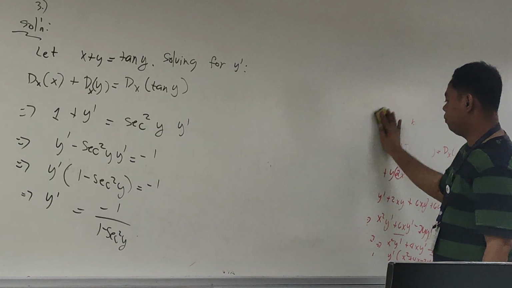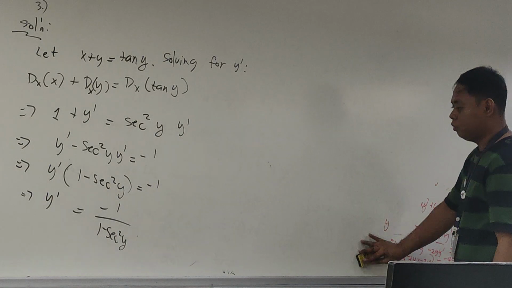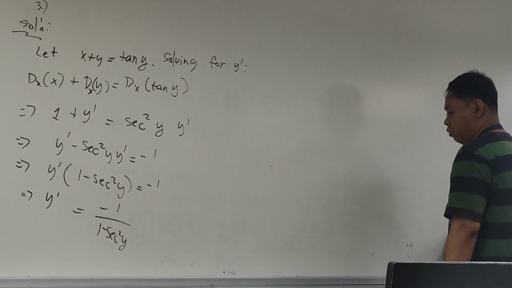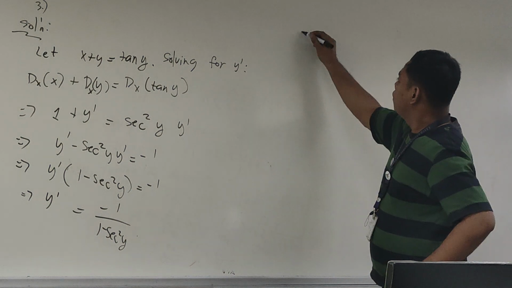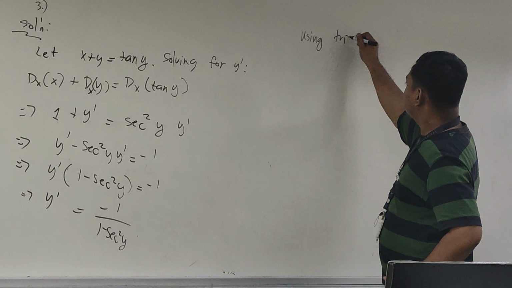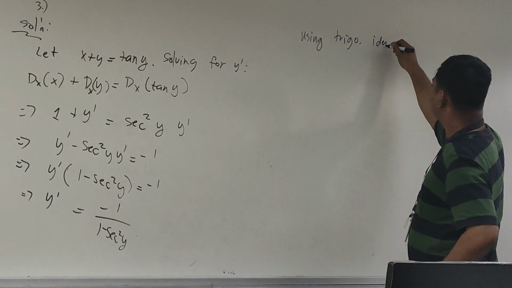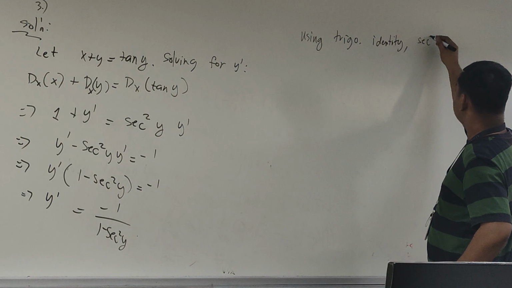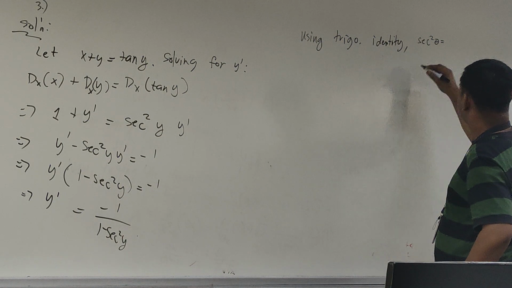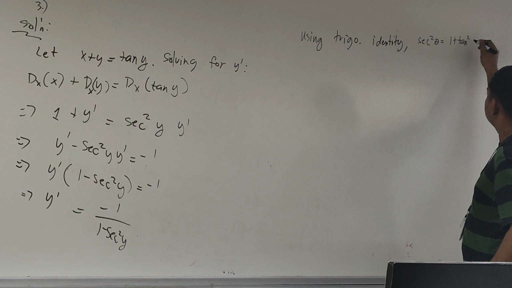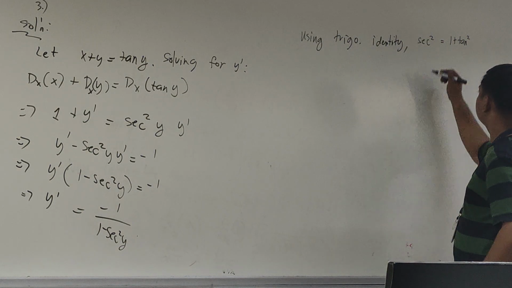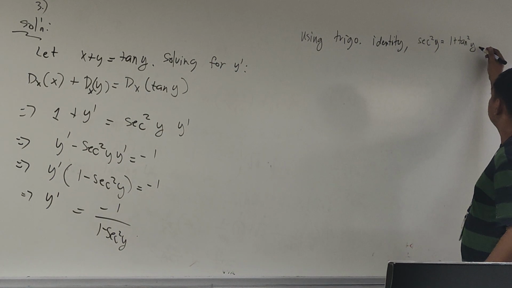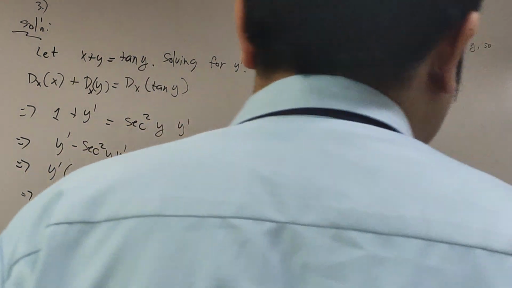Okay, using the trig identities. Hindi ko na-gets. We have secant squared, the derivative of that, di ba? Ito na pala po, nakalimutan ko. Stupid mistake. Dali lang pala.